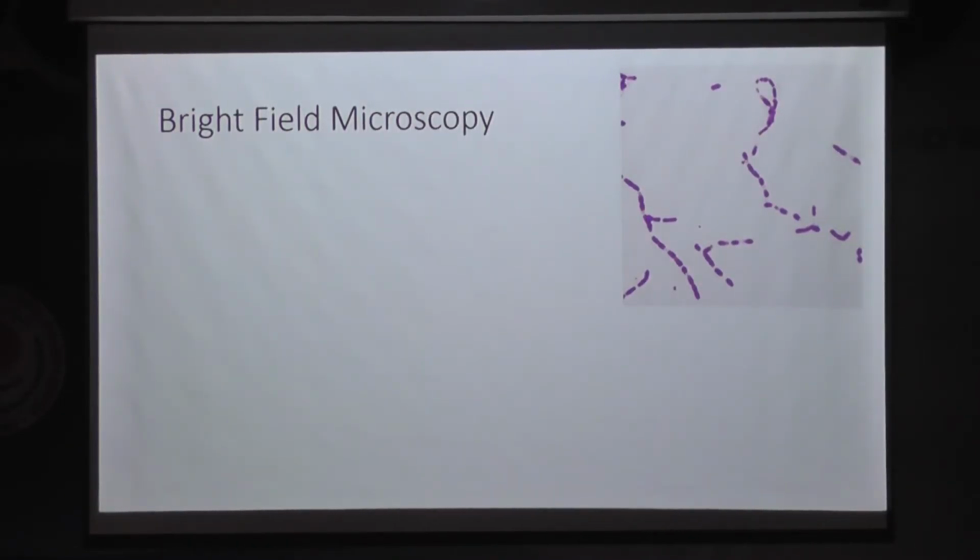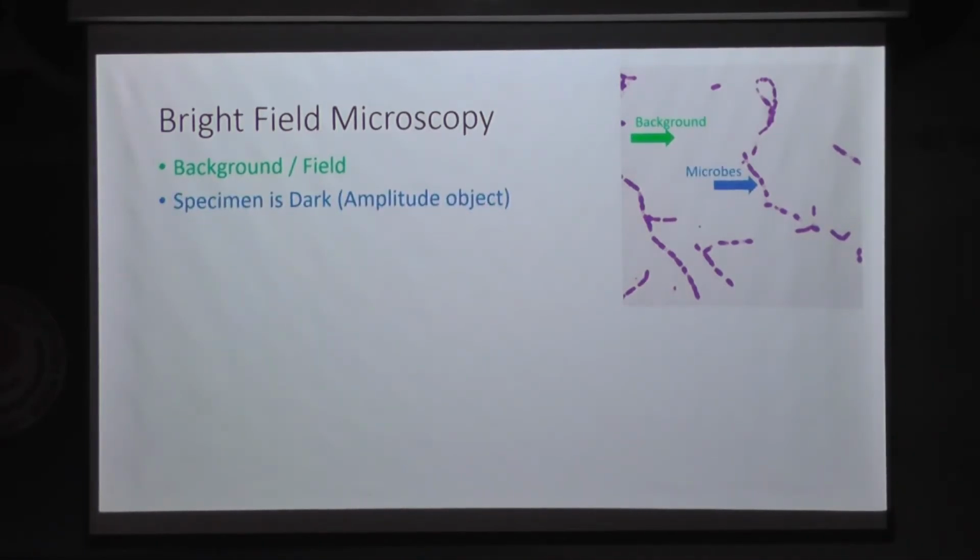This is bright field microscopy. This is my slide and specimen. The background is always bright, because light is coming from the bottom, the specimen is in the middle, and it is seen through the top. The field is bright, which is why it is called bright field. The complete field is bright, and the object we are interested in is dark. These are microbes, and these objects act as amplitude objects.